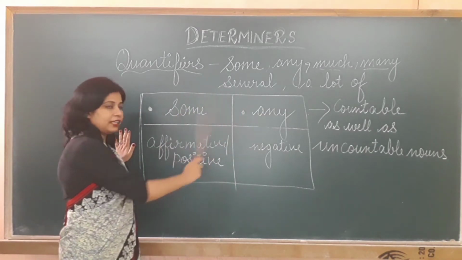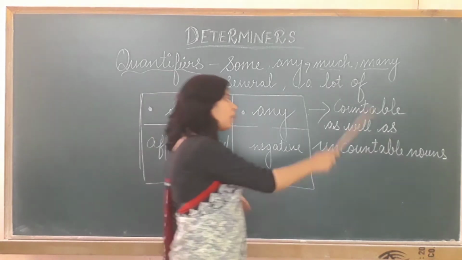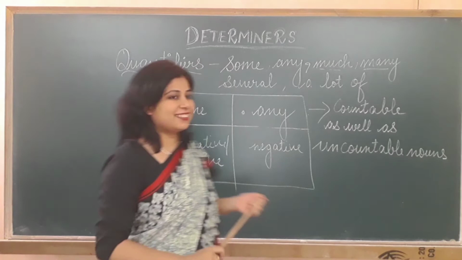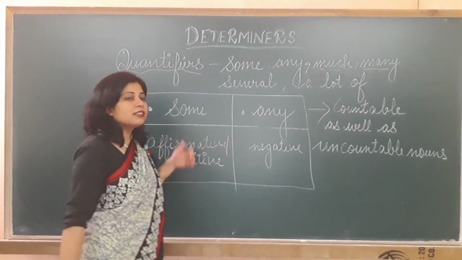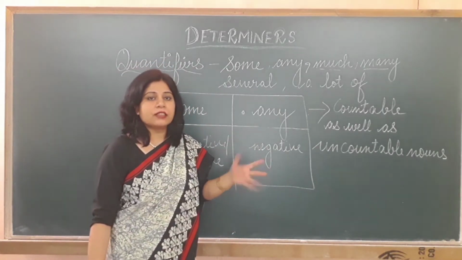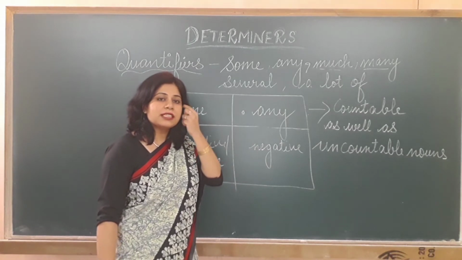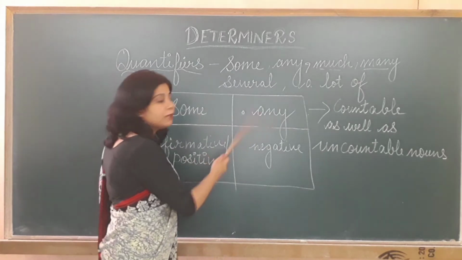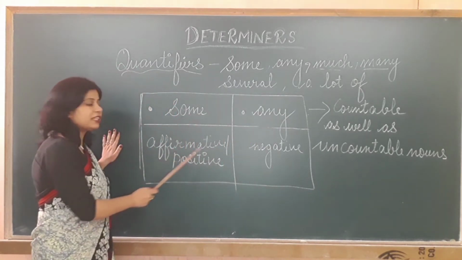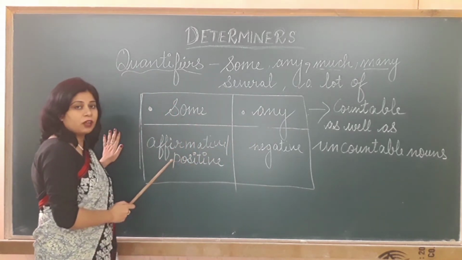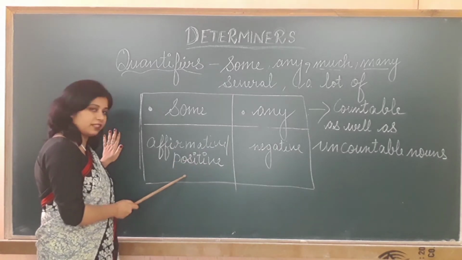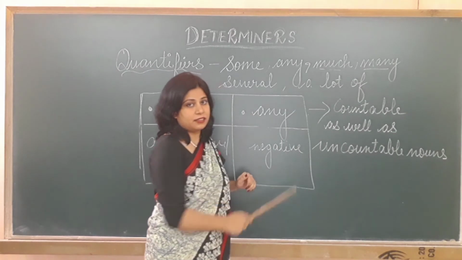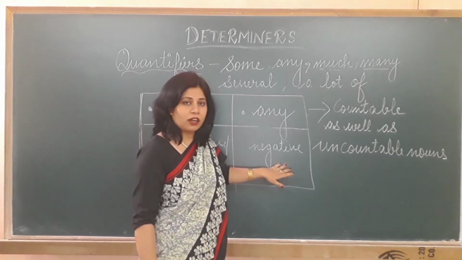Quantifiers some and any are used with countable as well as uncountable nouns. For example, some trouble, some children. So it will be used with countables as well as uncountable nouns. So when to use some and when to use any? Some is used in affirmative sentences, or in simple language positive sentences, and any is used in negative sentences. Negative sentences in which not is mentioned.